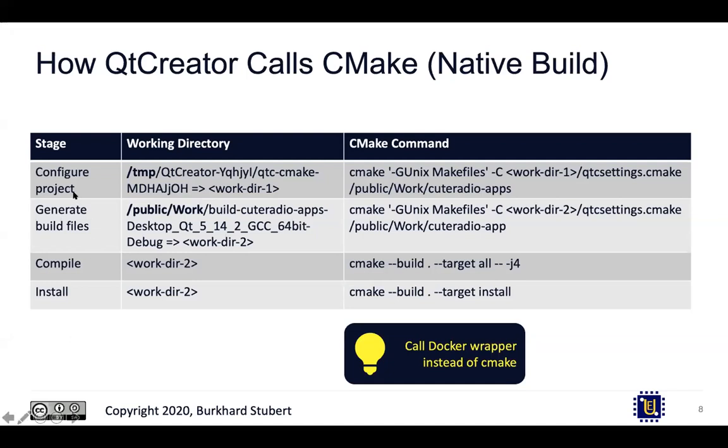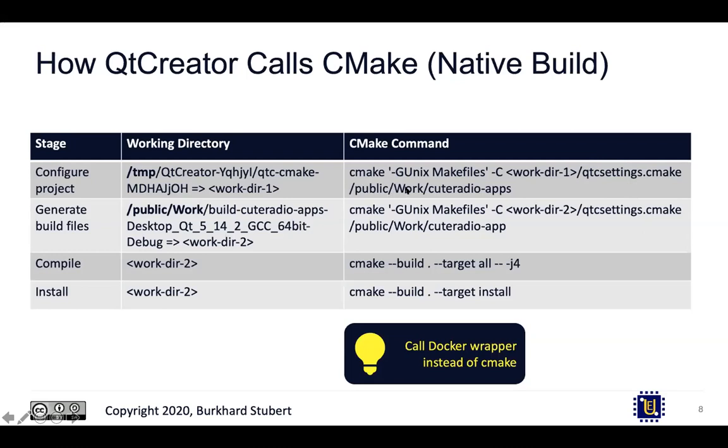So when you configure the project, that's the first one. CMake gets called in some temp directory, some randomly chosen directory. This is the typical command line here. It generates Unix makefiles. And this qtcsettings.cmake file contains all the CMake configurations. In earlier versions, I think Qt Creator 4.11 and older, you would see the actual CMake configuration variables, the -D options. And now it's all nicely packed into this Qt Creator settings CMake file.